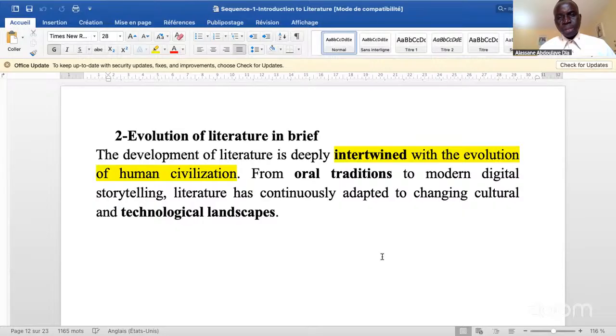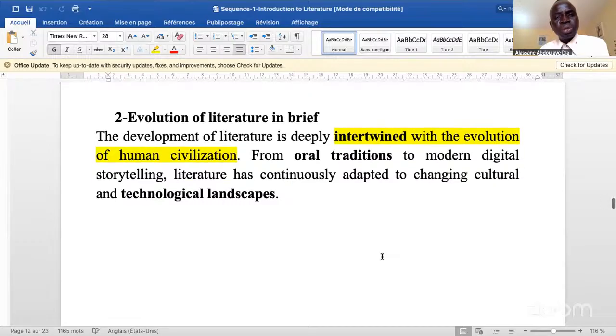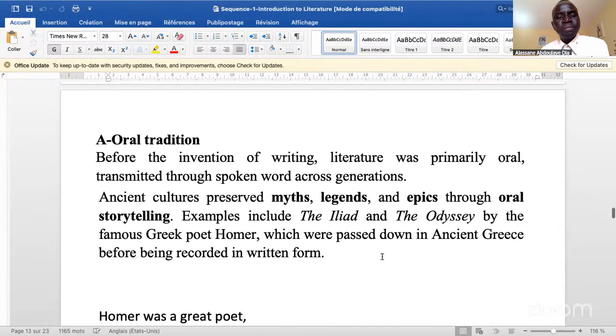So you see, in terms of evolution, many literatures started from the oral tradition. In ancient Greek, la Grèce ancienne, in the generation of Homer, even in African literature, we started with oral literature, myths, legends, and everything. Here, let us talk about the oral tradition. So before the invention of writing, literature was primarily oral, transmitted through spoken words across generations.